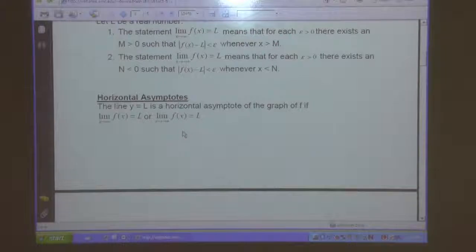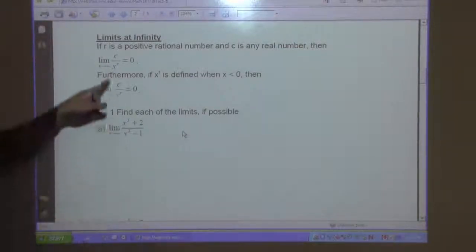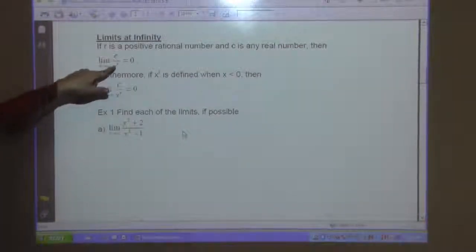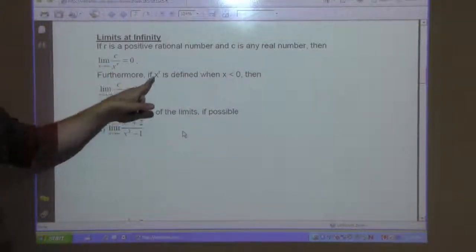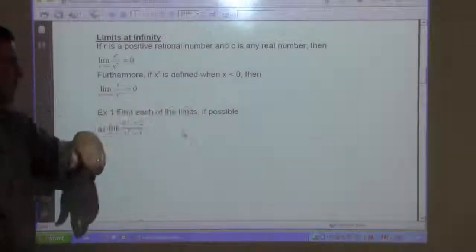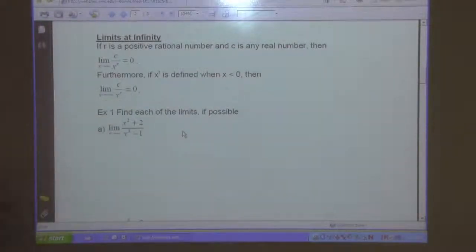Let's go on to the next page. So, limits at infinity. If r is a positive rational number and c is any real number, then the limit as x goes to infinity of c over x to the r is 0. And if x to the r is defined when x is less than 0, then the limit as x goes to negative infinity of c over x to the r is also 0.